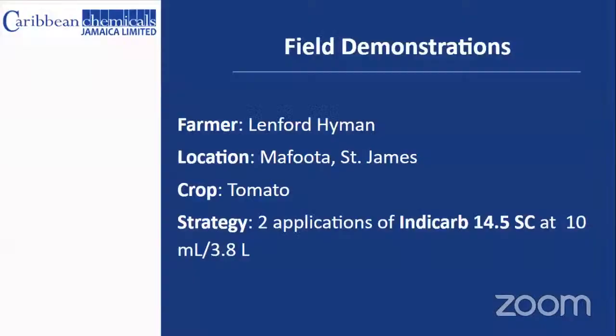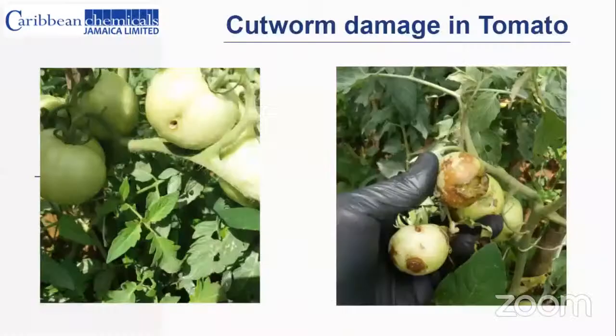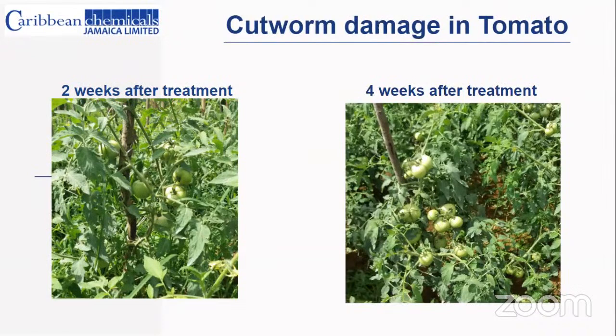This was the use of Inicar. So it was 2 applications of Inicar, and I used it at the higher rate because as we can see, the damage was advanced. So I went directly to the high rate just to drop that pest pressure. So we had the tomatoes here being damaged. And then 2 weeks after the treatment, we saw cleaning up. I continued, and then the blossoms were able to come up, and at the 4-week mark, there were no pests, or not at a significant level to affect the yield of the crop.